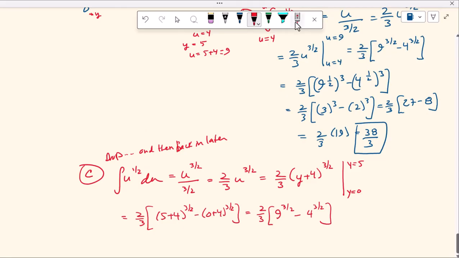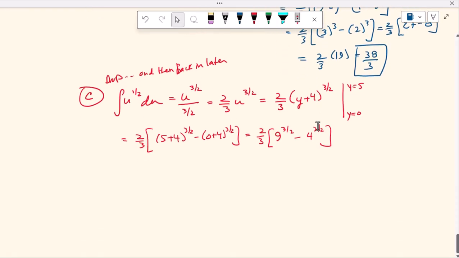Now this should look familiar. That's what we had right here. So you're going to end up in the same spot, just a different way to get there. So 2/3, and then just like we did up above, the square root of 9 is 3, 3 cubed is 27. If you want to rewrite that, you could. So this would be 9 to the 1/2 cubed minus 4 to the 1/2 cubed.